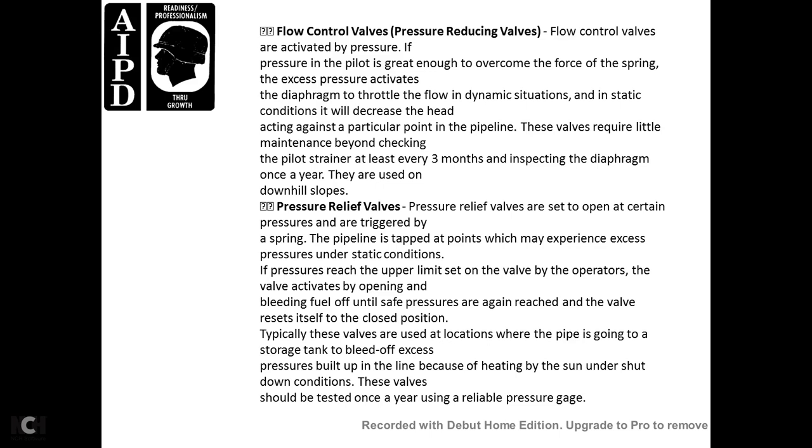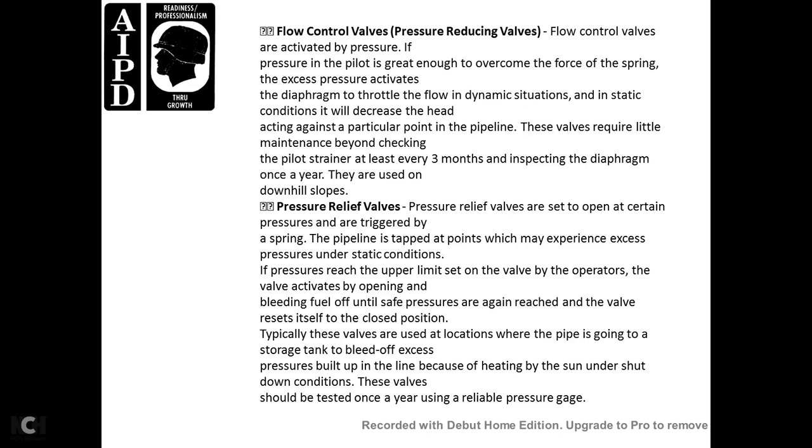Pressure valve, relief valve. The pressure relief valves are set to open at a certain pressure, triggered by the spring. The pipeline is tapped at the joint at the points that experience excessive pressure under the static condition. When the pressure reaches the upper limit on the set valve, the valve activates, opening and bleeding off the fuel to a safe pressure, and then the valve resets itself to the closed position.